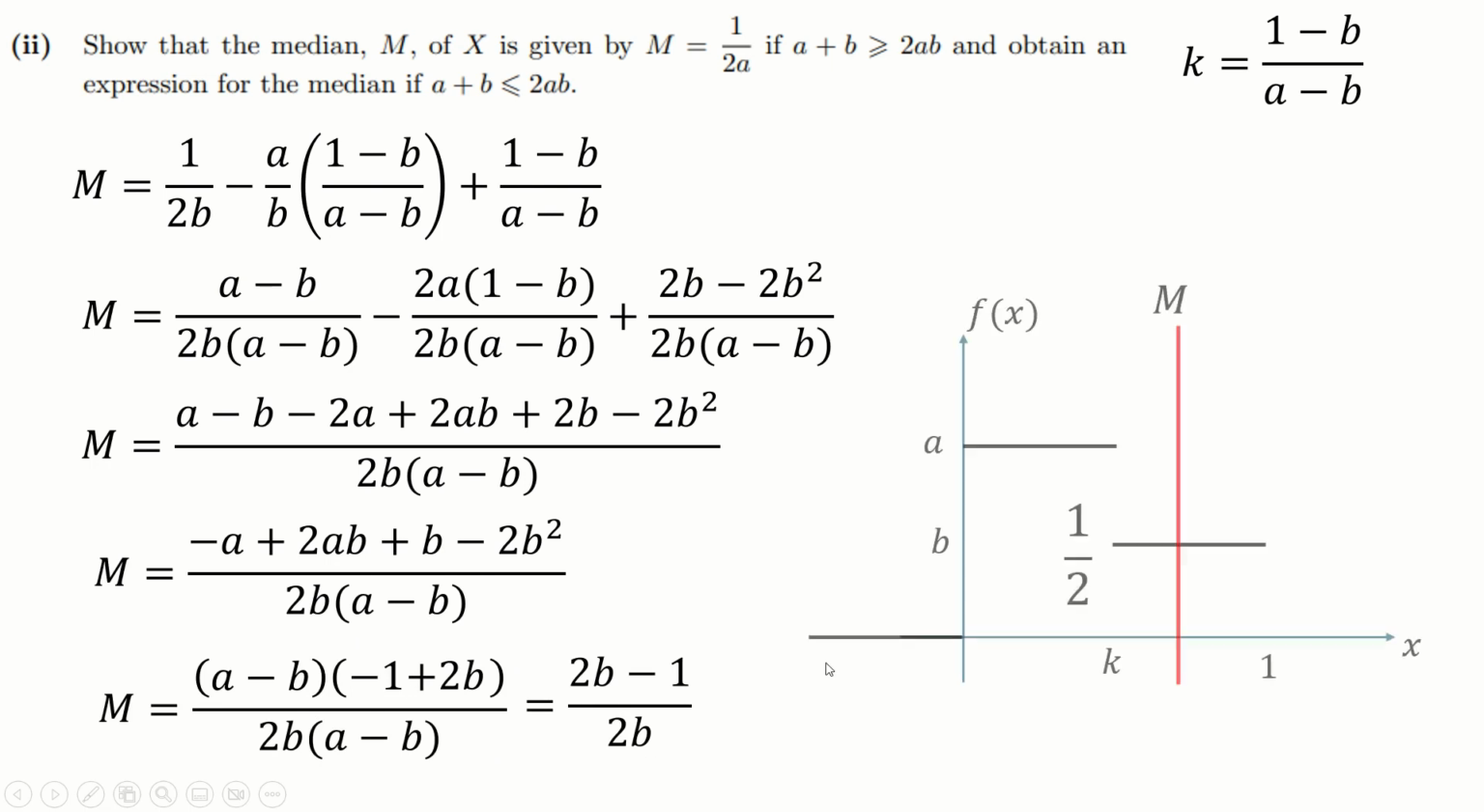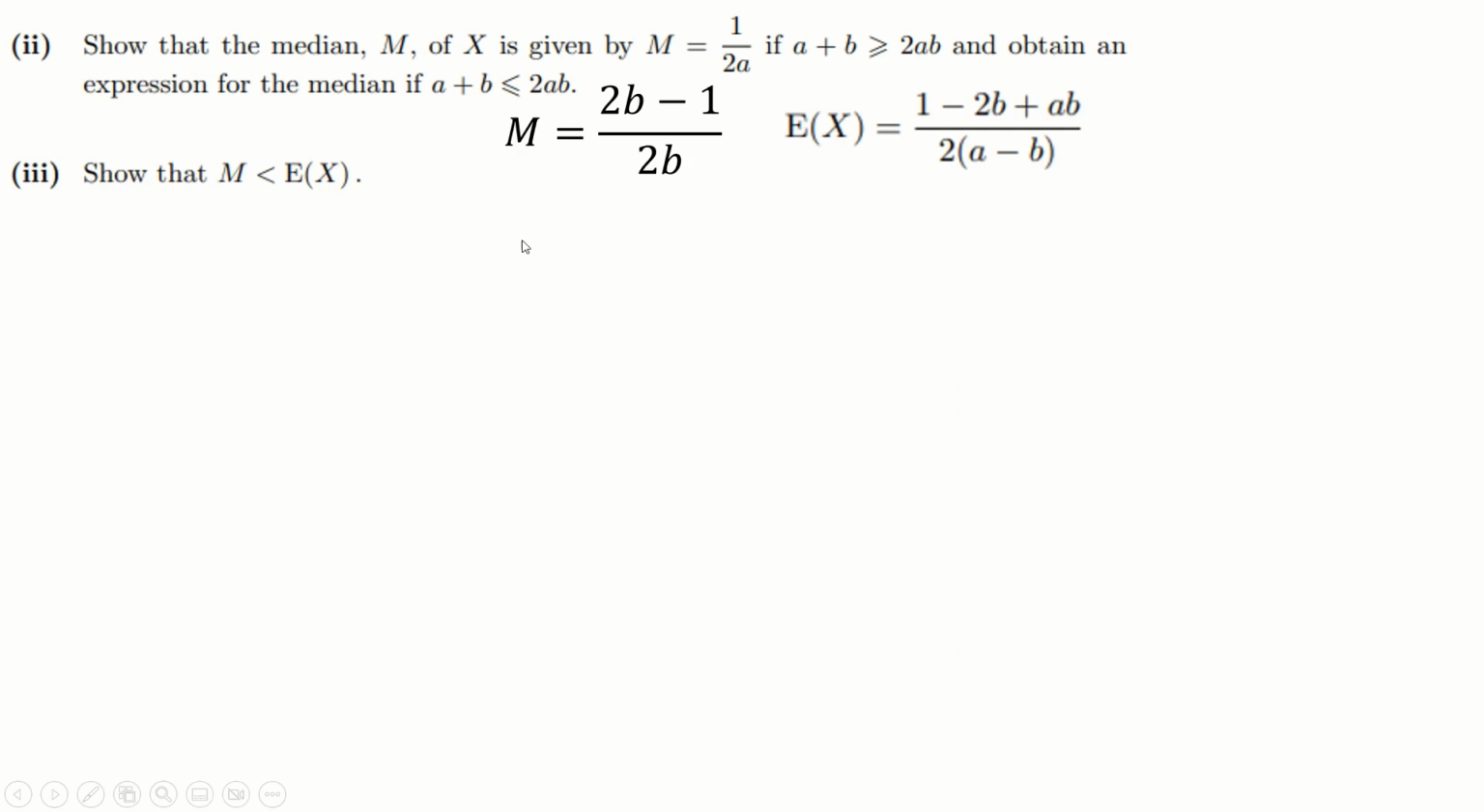There was actually a much easier way of getting that, which I read in the mark scheme later. Of course, if this area is a half, then that means that this area is a half. So you could just say 1 minus m times b equals a half. And you would get here much faster. But whatever, I couldn't be bothered to delete my work, so I just left it as it was.